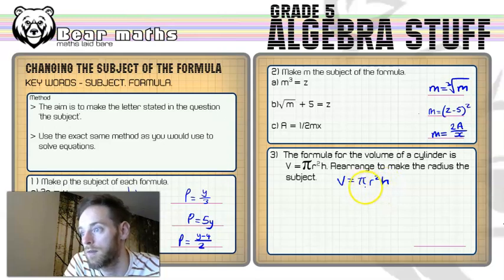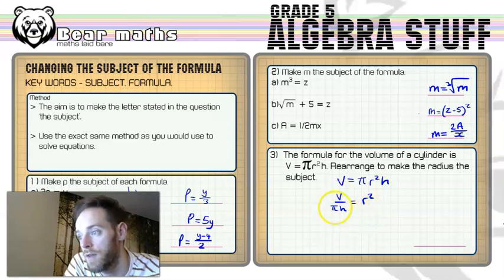And they're all multiplied together. And what we can do is we can lump the h next to the pi, and we can divide by both those things, okay? Because they are multiplied by pi h. We're going to divide by both those things. So that's going to be v over pi h equals r squared. And then one thing left to do is undo this squaring. So we're going to square root both sides.